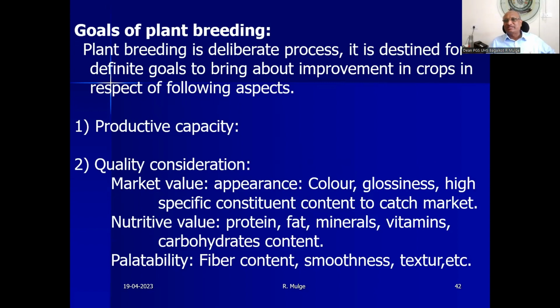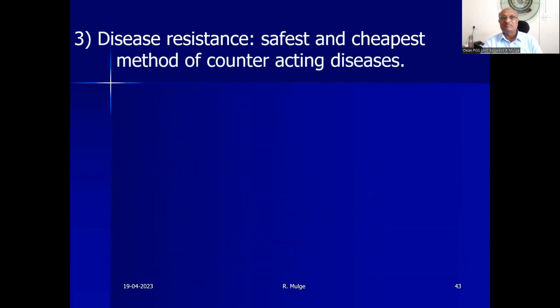Maybe at present there may not be that much appreciation for these constituent contents, but varieties with high vitamin C content sold at higher prices, and definitely in future you can get that. Specific constituent content means nutritive value: protein, fat, minerals, vitamins, carbohydrate content. It's an important quality. Then the palatability, fiber content, smoothness, texture. The consumer should feel like eating it, that is very important. So those are the goals of plant breeding.